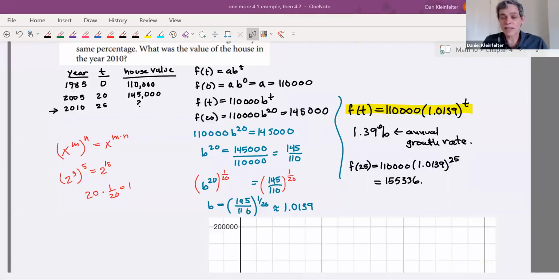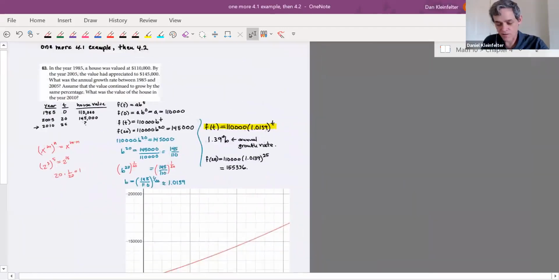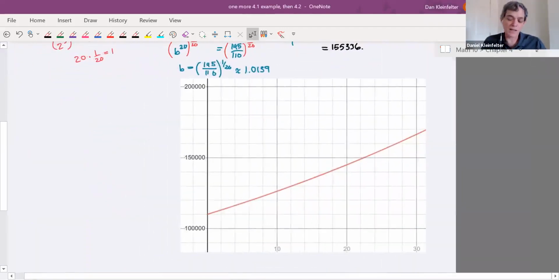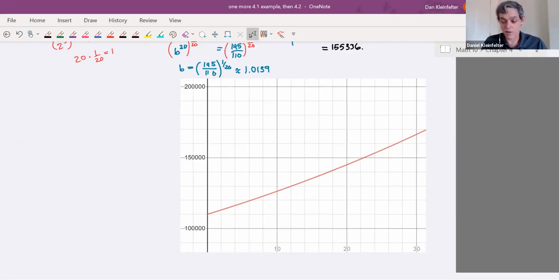All right, so I actually wanted to add a little bit more to this house example that we just finished. I went ahead and made the graph for our function, and it looks like that. The scale here is like 0 to 30. Remember, that's years basically since 1985. The vertical axis runs from about 110,000 to 200,000 for the upper limit.